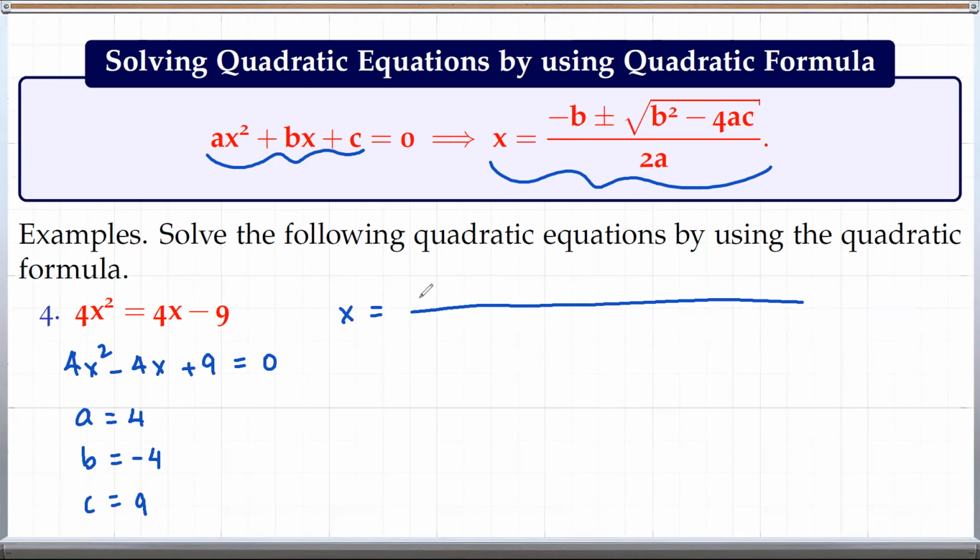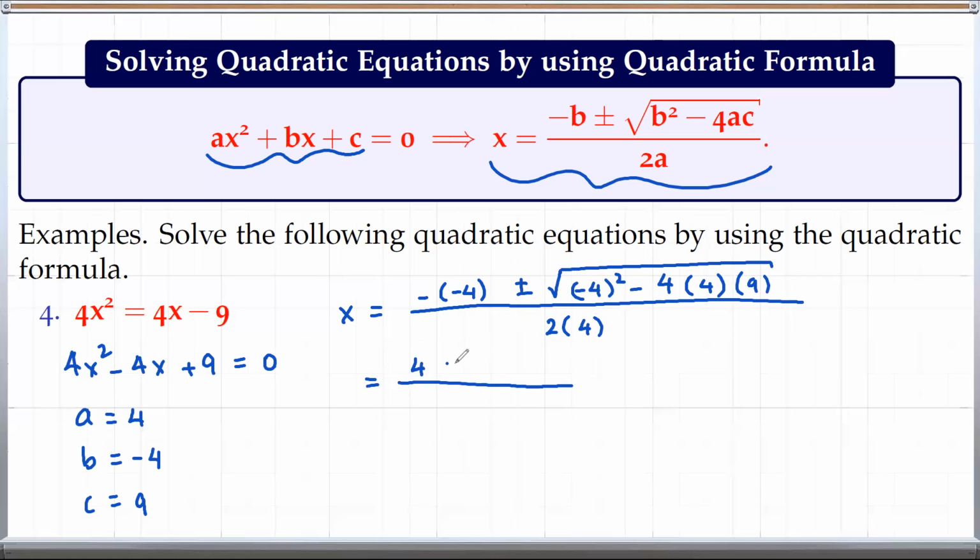negative b, which will be negative 4 plus or minus square root of b squared. So negative 4 squared minus 4ac. 4 times a is 4 times c is 9. Divided by 2a, 2 times 4. So this will give us the value of x. Now we just need to simplify.